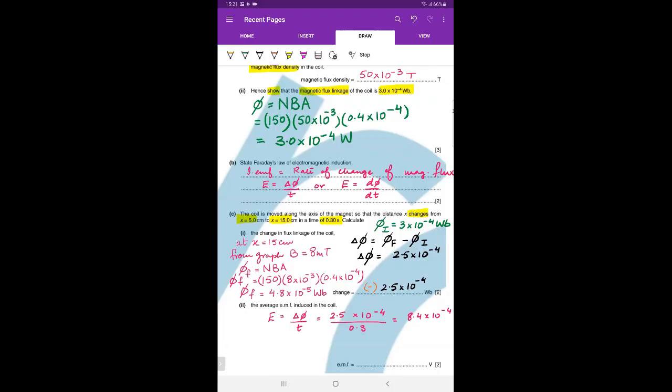In the next part, they are asking us how much the induced EMF will be. So based on the formula, induced EMF is the rate of change of magnetic flux. Time was given in the question. The change you have previously calculated. Please check the numbers. I have indicated the final answer. Right, so the sign has no relevance.